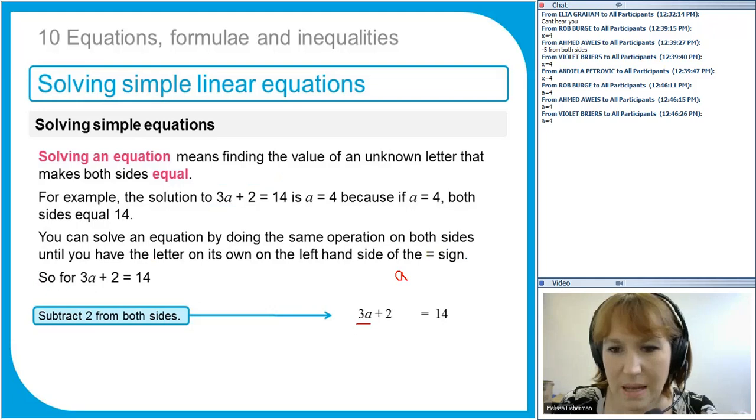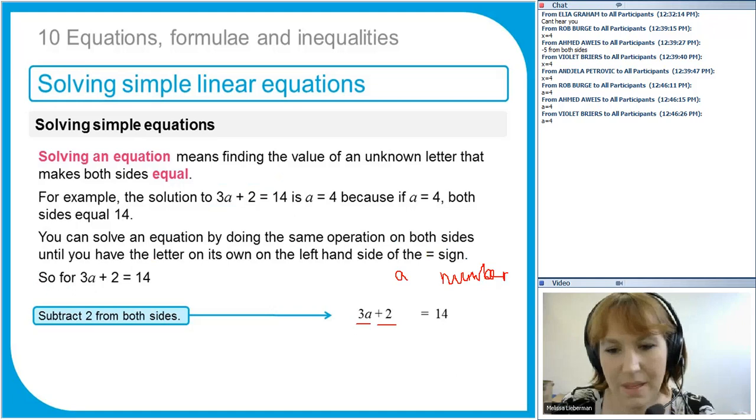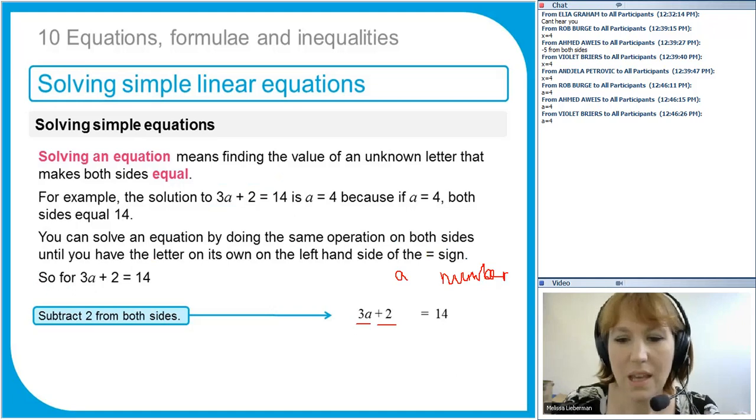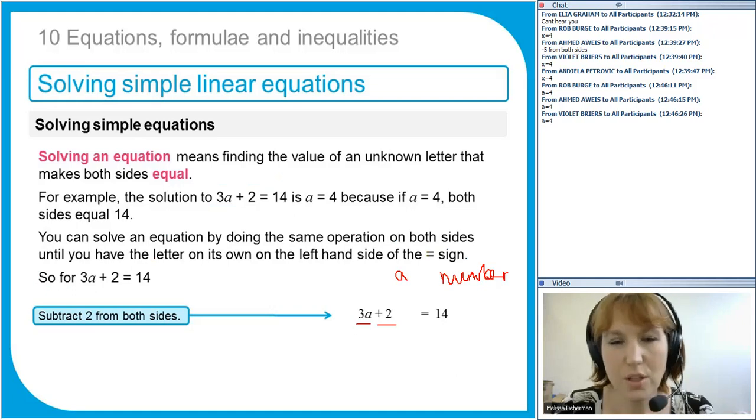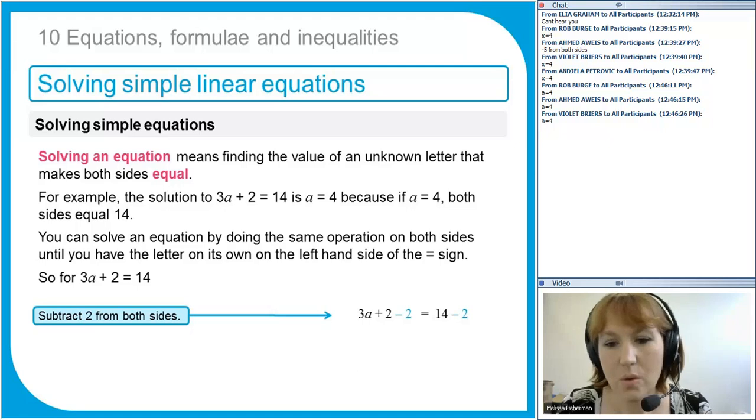So I'm just going to try step by step to undo what's been done to the a. So I don't want this plus 2 here. I want to get rid of that. The best way to get rid of plus 2 is to subtract 2. So if I subtract 2 from the left-hand side, I need to also subtract 2 from the right-hand side to keep the balance. So put those in, or do it in your head. So on the left-hand side, I will have 3a, and on the right-hand side, I will have 12. Write that underneath and line up the equal signs.